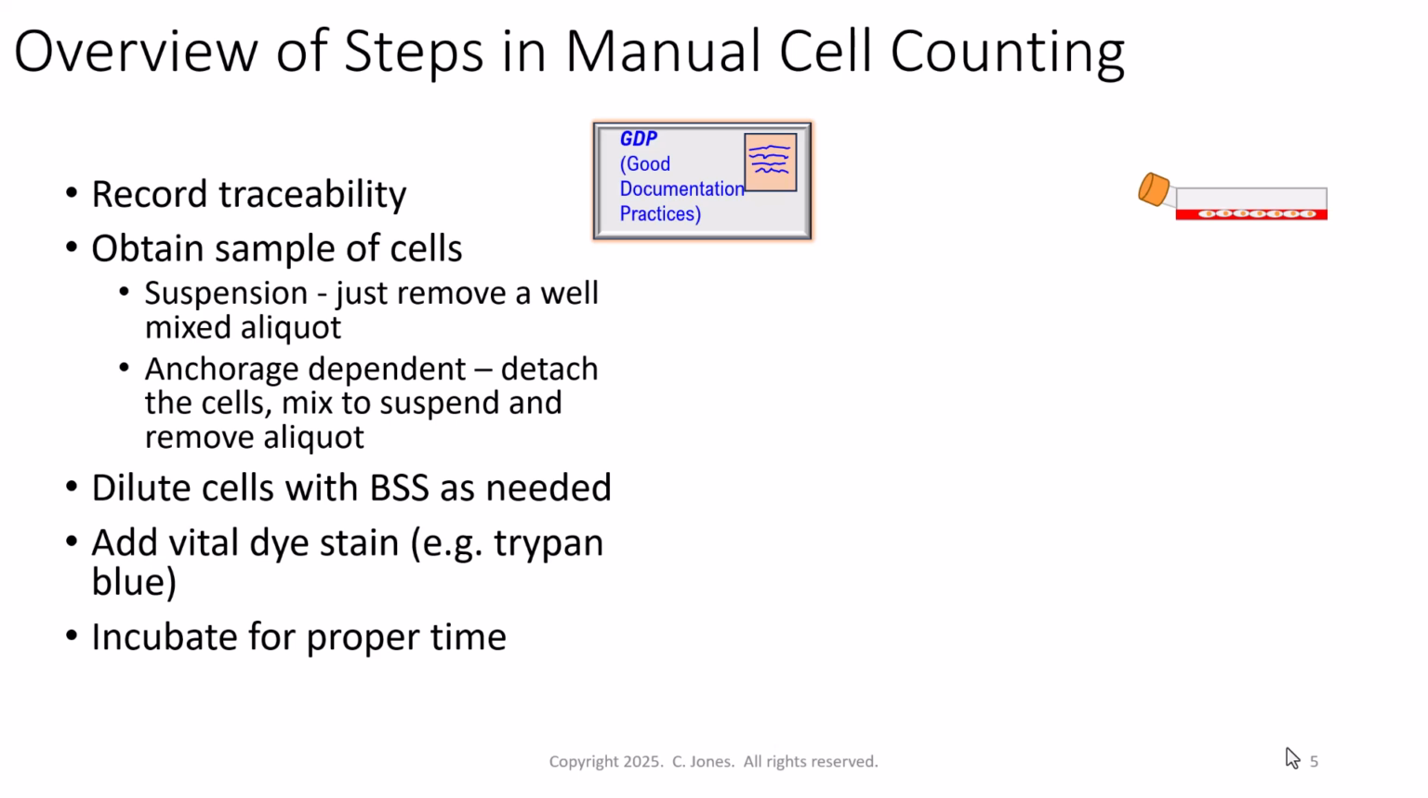So here we have anchorage-dependent cells. We're going to need to detach the cells if they are attached. This can be done most often using trypsin, but occasionally people will scrape the cells. They will use a cell scraper.